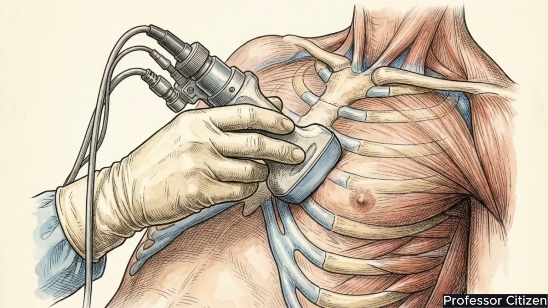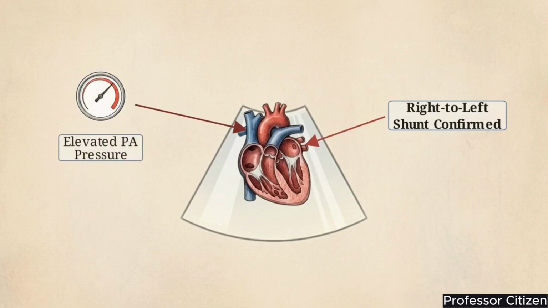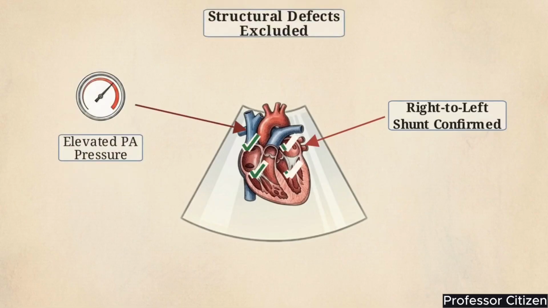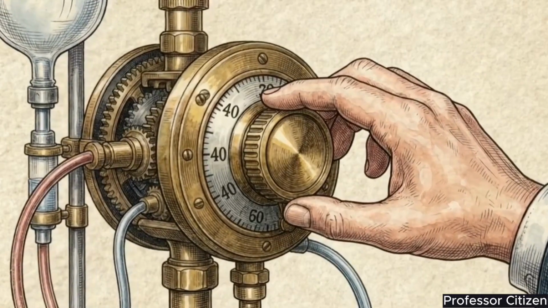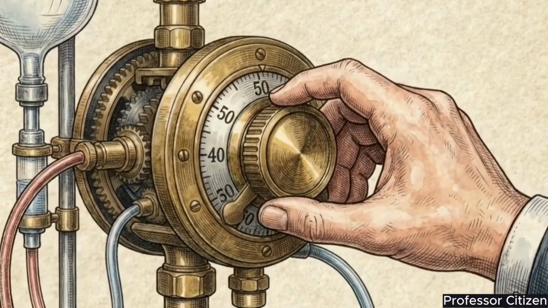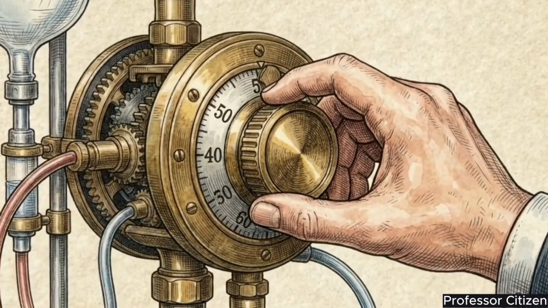For that, echocardiography is the mandatory gold standard. It is the only tool that can visually confirm the right-to-left flow, accurately estimate pulmonary artery pressures, and exclude structural congenital heart defects. Diagnosing PPHN is an exercise in proving the physiological right-to-left shunt exists. Once confirmed, the clinician must pivot immediately to optimizing the infant's systemic environment to physically oppose this dangerous right-to-left shunting.